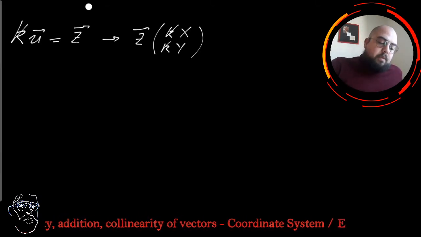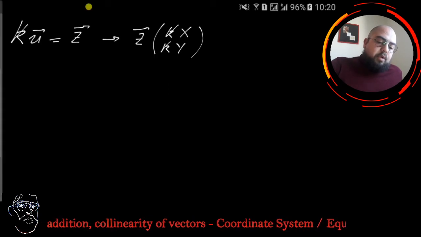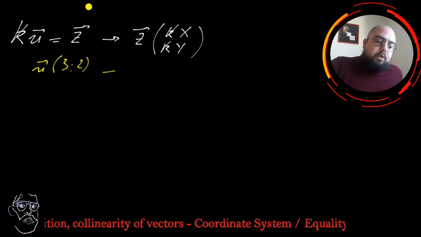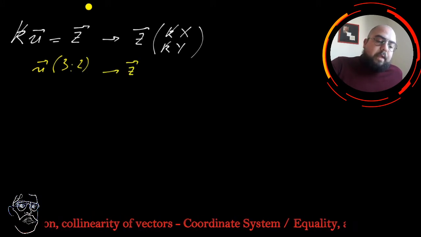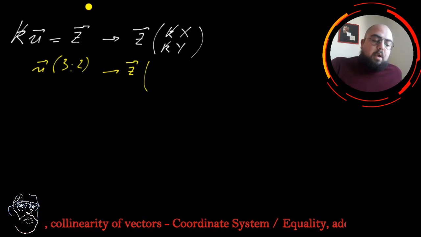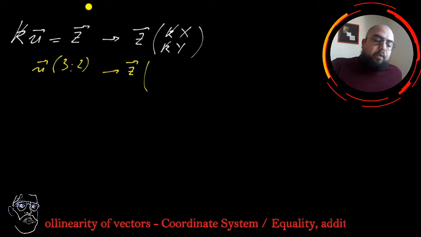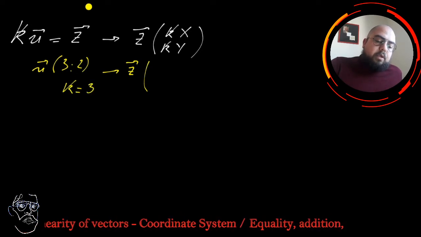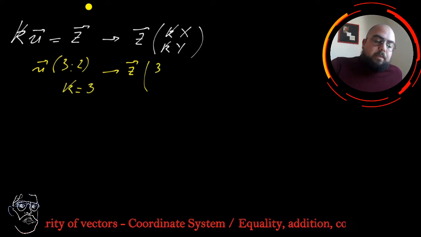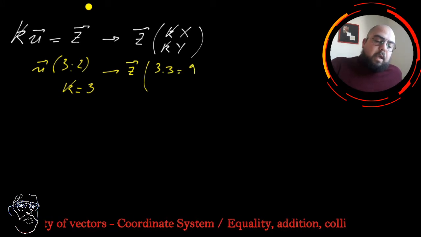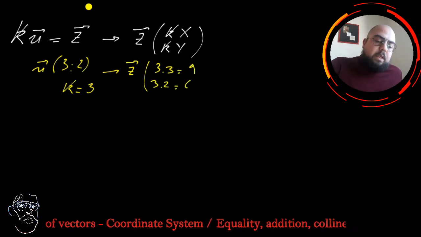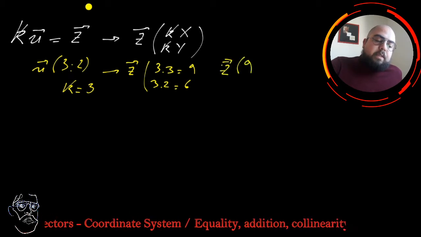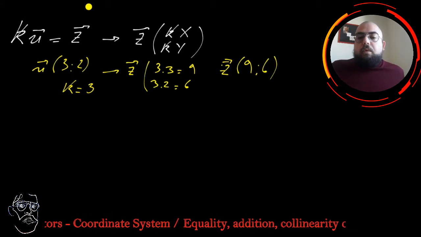Alright, so from the previous example, u was equal to 3, 2. In case you want to calculate the components of your vector z, and we're multiplying, let's say, k equal to 3, z will have the components 3 times 3, which is 9, and then 3 times 2, which is 6. So z will have the components 9, 6.